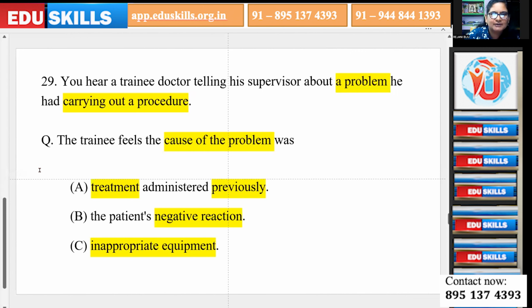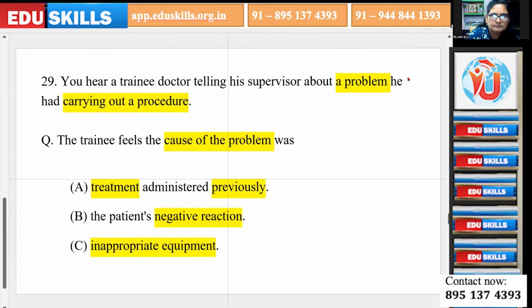Now, question number 29. You hear a doctor telling his supervisor about a problem he had carrying out a procedure. Let's see that question. The trainee feels the cause of the problem was. Now, there's a problem, and we have to see what the cause is. Option A, treatment administered previously, that means previous treatment. B, the patient's negative reaction. C, inappropriate equipment. Keep these keywords in your mind and listen to the audio now.